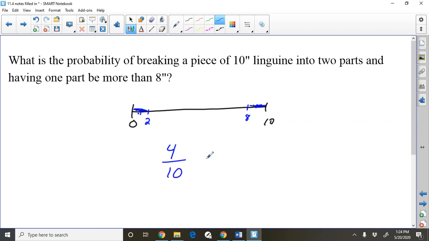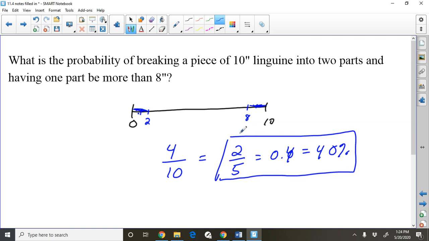4 out of 10. I can write my answer either as a reduced fraction, I could write it as a decimal, or I could write it as a percentage. For a lot of problems in the homework, a fraction will make sense, or if they ask you to round, you can go to a percentage. Some of them will tell you which form to write it in.